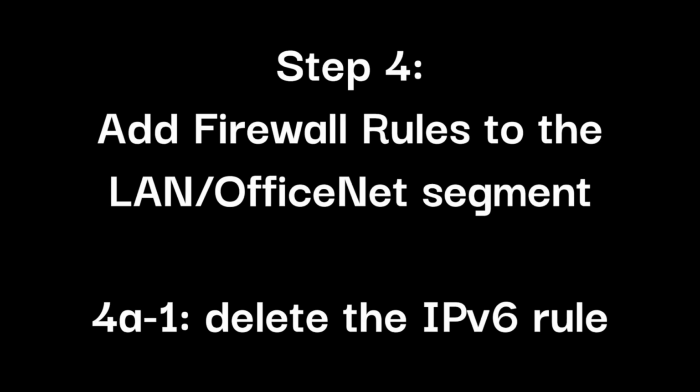Next, we will create the rules for the LAN, or as we also call it, the OfficeNet segment. We start by deleting a rule that allows IPv6. We don't use IPv6 on this network. And, you may recall that pfSense has a hidden automatic block rule that is present at the end of each segment's rule set. This means that devices on this segment will not be able to send IPv6 messages to devices on other internal network segments.